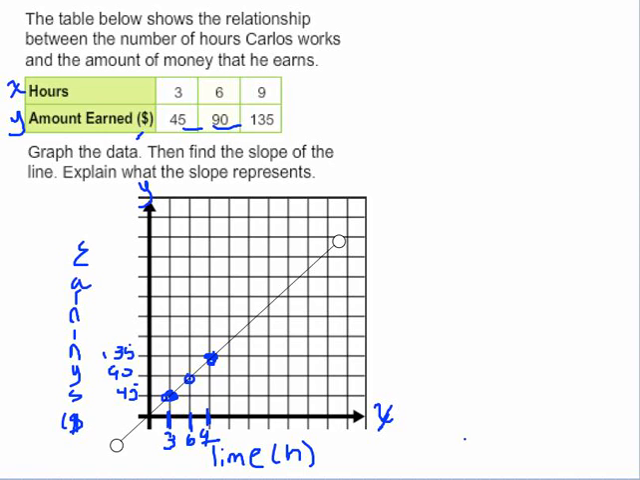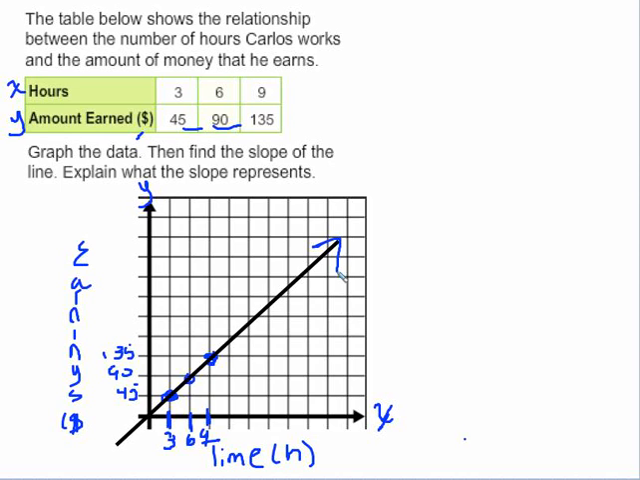Let's make that line a little thicker so you guys can see it. Okay, so there's my line. I'm going to give my line an arrow at the end to indicate that it goes on forever. Okay, so we want to find the slope of this line. Well, nicely enough for us, we have 3 perfect coordinates that we can work with.